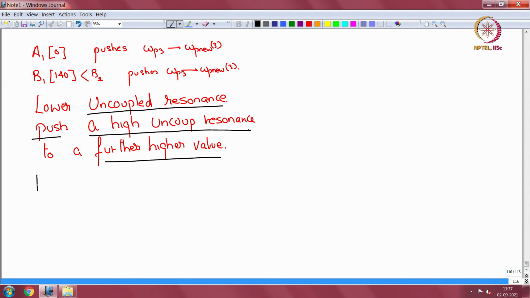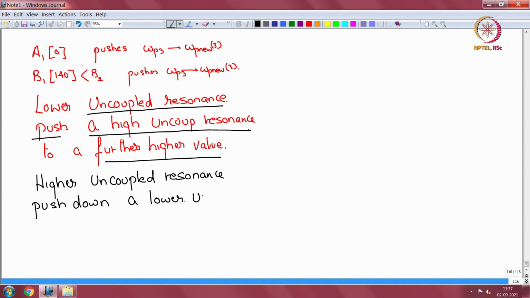Okay. Similarly, a higher uncoupled resonance will push down a lower uncoupled resonance to a further lower value. Okay.